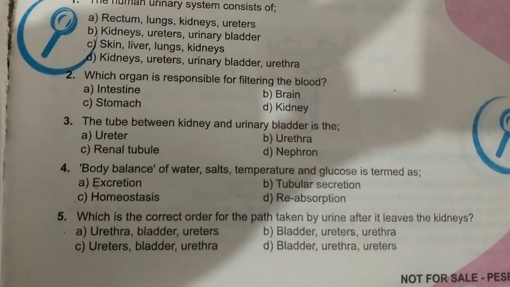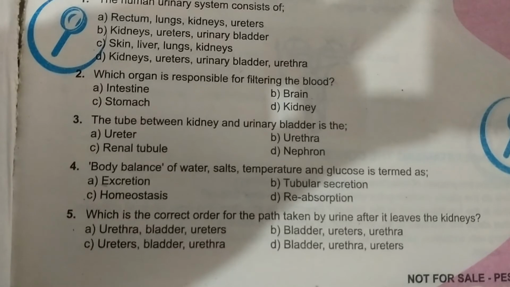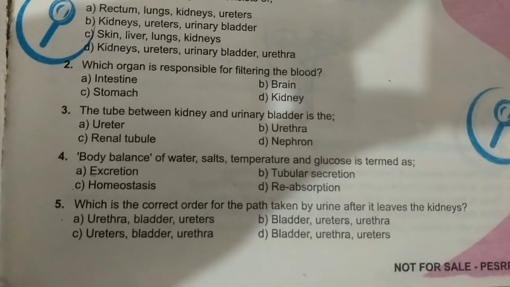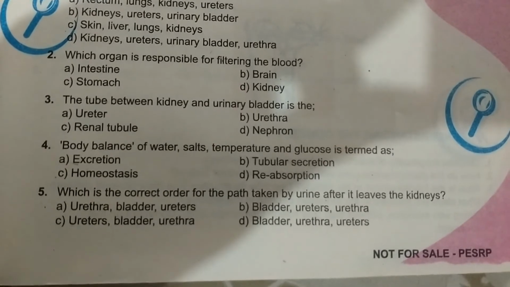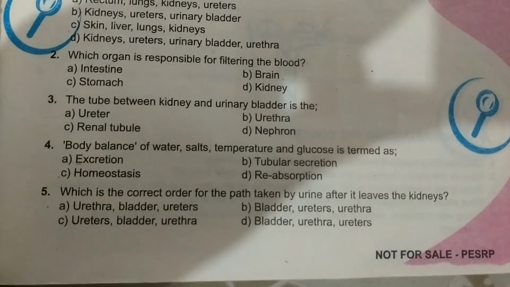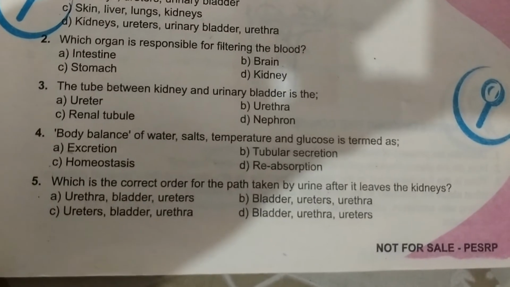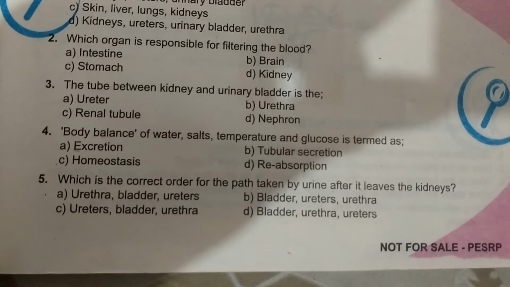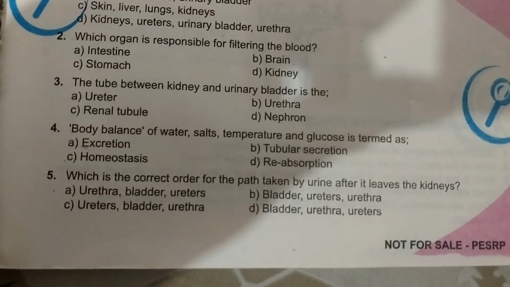The tube between the kidney and urinary bladder is: alpha, ureter. Beta, urethra. Charlie, renal tubule. And delta, nephron. Body balance of water, salts, temperature and glucose is termed as: alpha, excretion. Beta, tubular secretion. Charlie, homeostasis. Delta, reabsorption. Which is the correct order for the path taken by urine after it leaves the kidney? Urethra, bladder, ureters. Bladder, ureter, urethra. Ureters, bladder, urethra. Bladder, urethra, ureters.